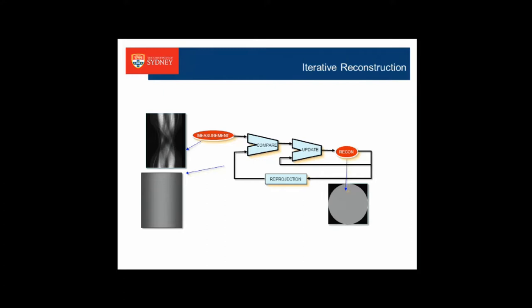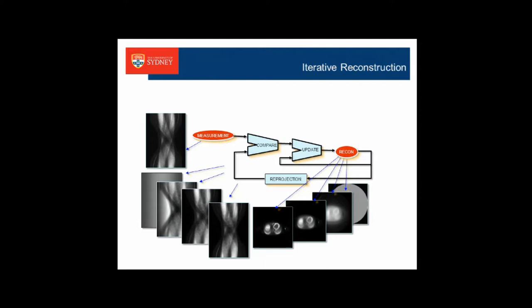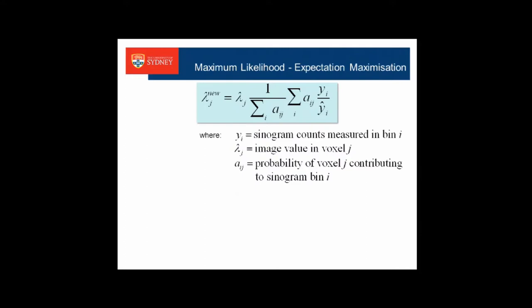Then we can compare these two, update our estimate, and reconstruct the errors that are determined at this point to come up with a better estimate. And we just go around that cycle several times, each time improving on our estimate, until we get quite a good match between our estimated projections and our measured projections. And at some point, we stop the process and say that reconstruction is good enough. Now, the specific algorithm that's used most frequently in both PET and SPECT is the so-called MLEM, or Maximum Likelihood Expectation Maximization algorithm. And it's shown here.